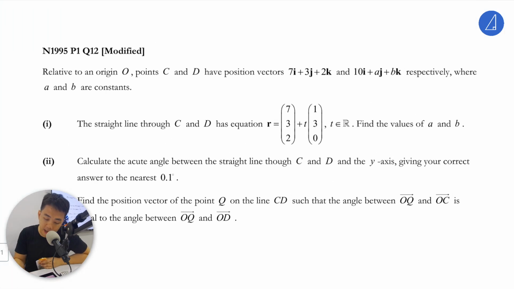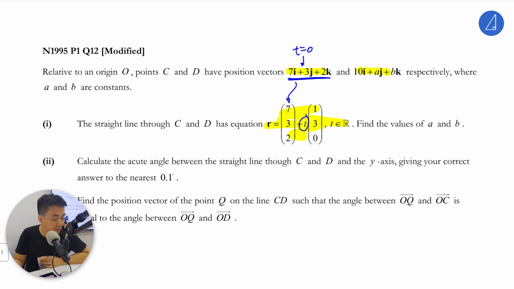C and D are on the line, right? This line here, this is the line equation. You want to find out, here, let me explain first. 732 is this point here. So for this point, the housing address, confirm, is t equals 0.